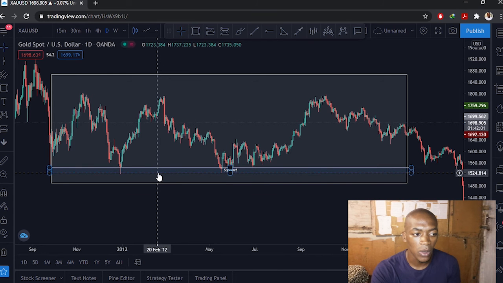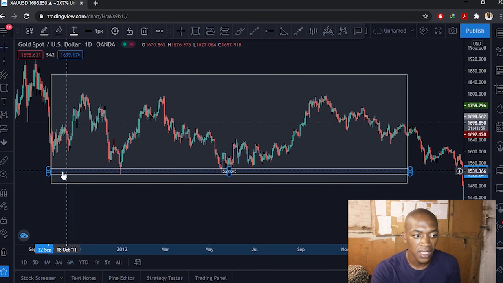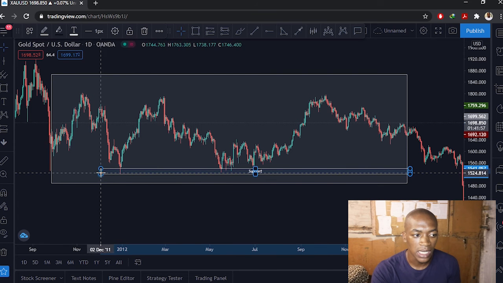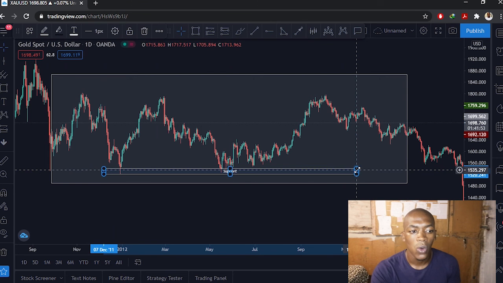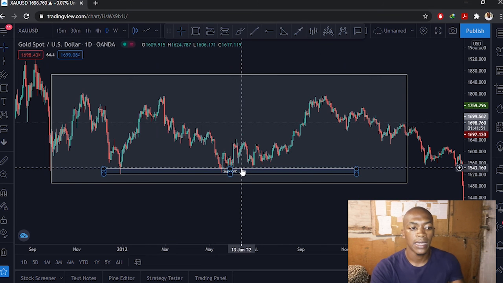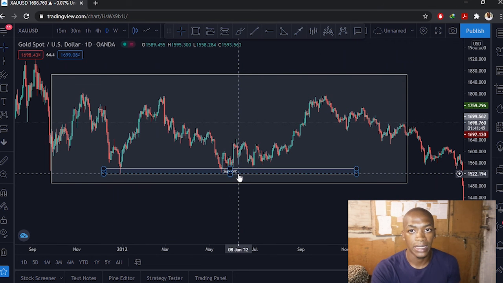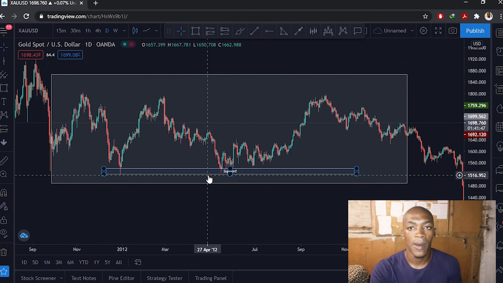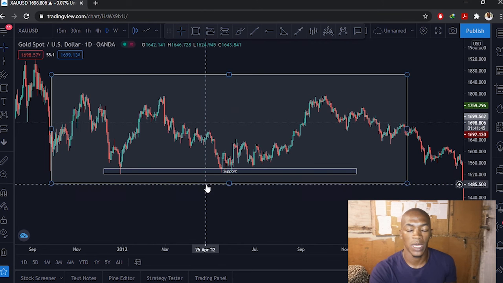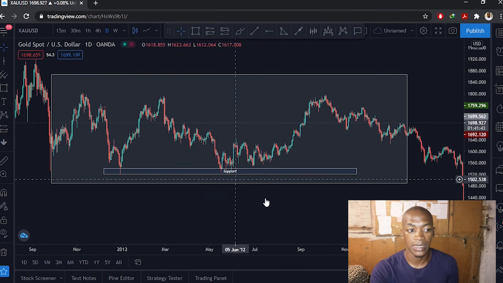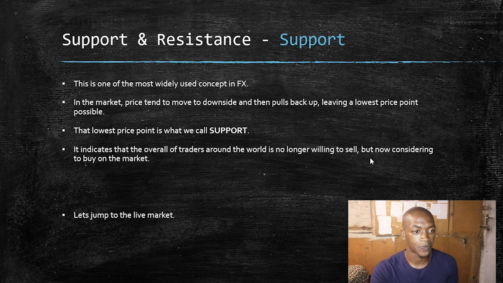So this area was then confirmed as what? As our support. So what is a support? A support is an area where a price can go to a downside but can never break below that area. Hope you understand this, guys. So we can go back to our slides.